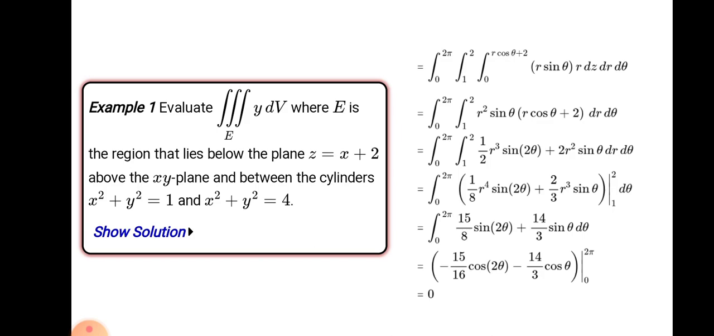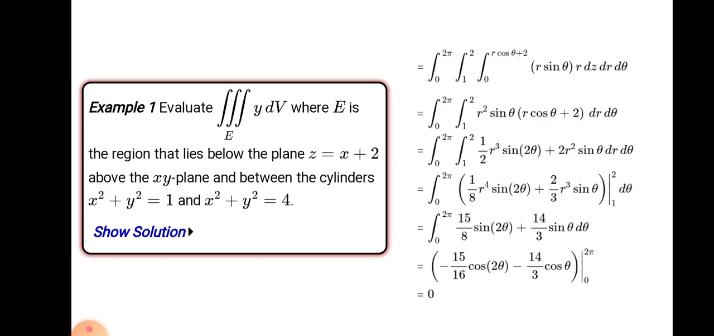And then we first evaluated the dz. So we came up with the two remaining integrals of r squared sine theta times the quantity r cosine theta plus 2, dr d theta. Next is to combine and simplify. So we came up with the two remaining integrals, 1 over 2 r cubed sine 2 theta plus 2 r squared sine theta, dr d theta. Next is to evaluate the dr with the limits of 1 to 2.